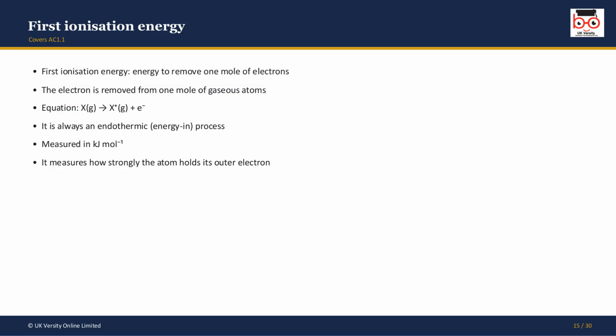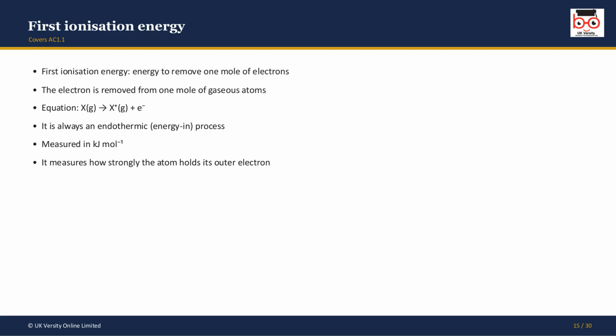Now we turn to ionization energy, a beautifully revealing quantity. The first ionization energy is the energy needed to remove 1 mole of electrons from 1 mole of gaseous atoms. We write it as X(g) goes to X+(g) plus an electron.